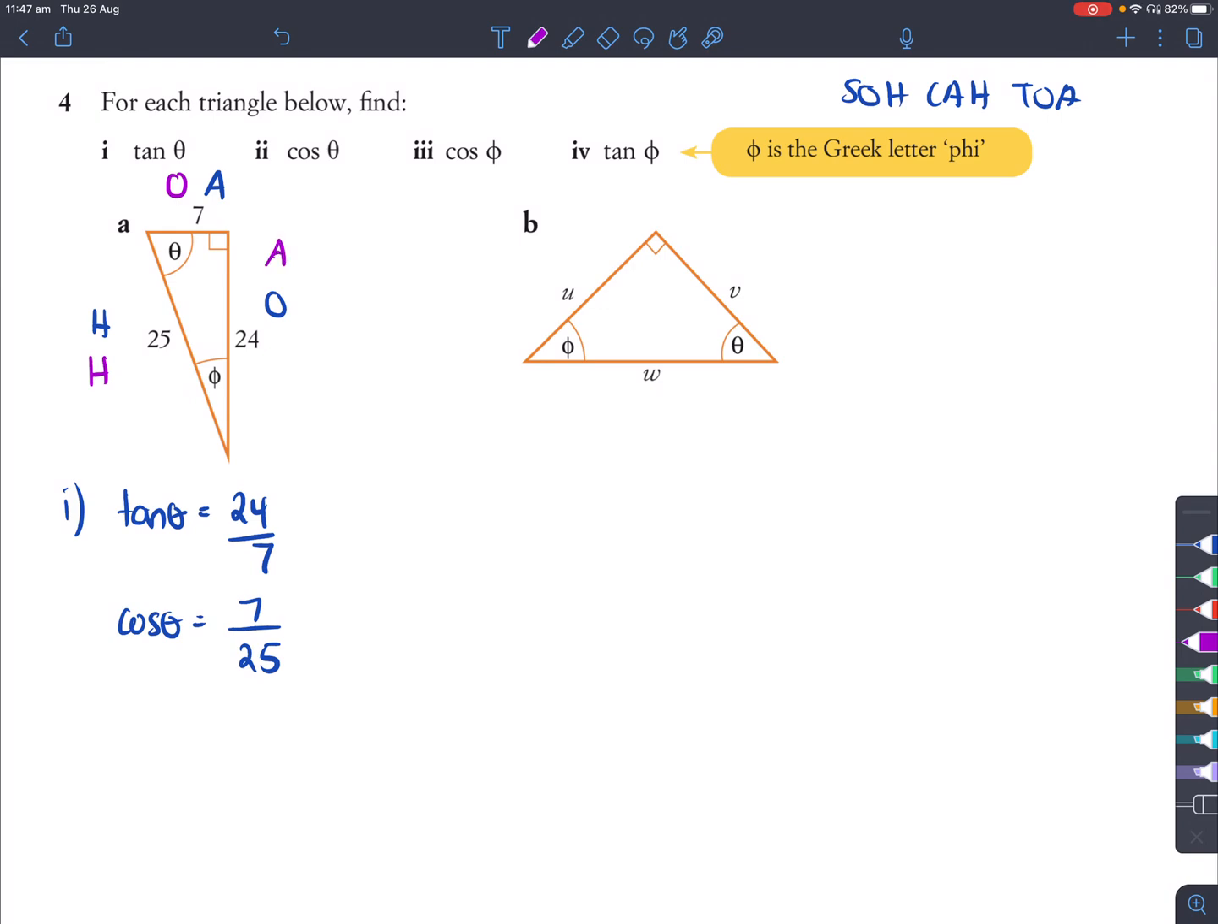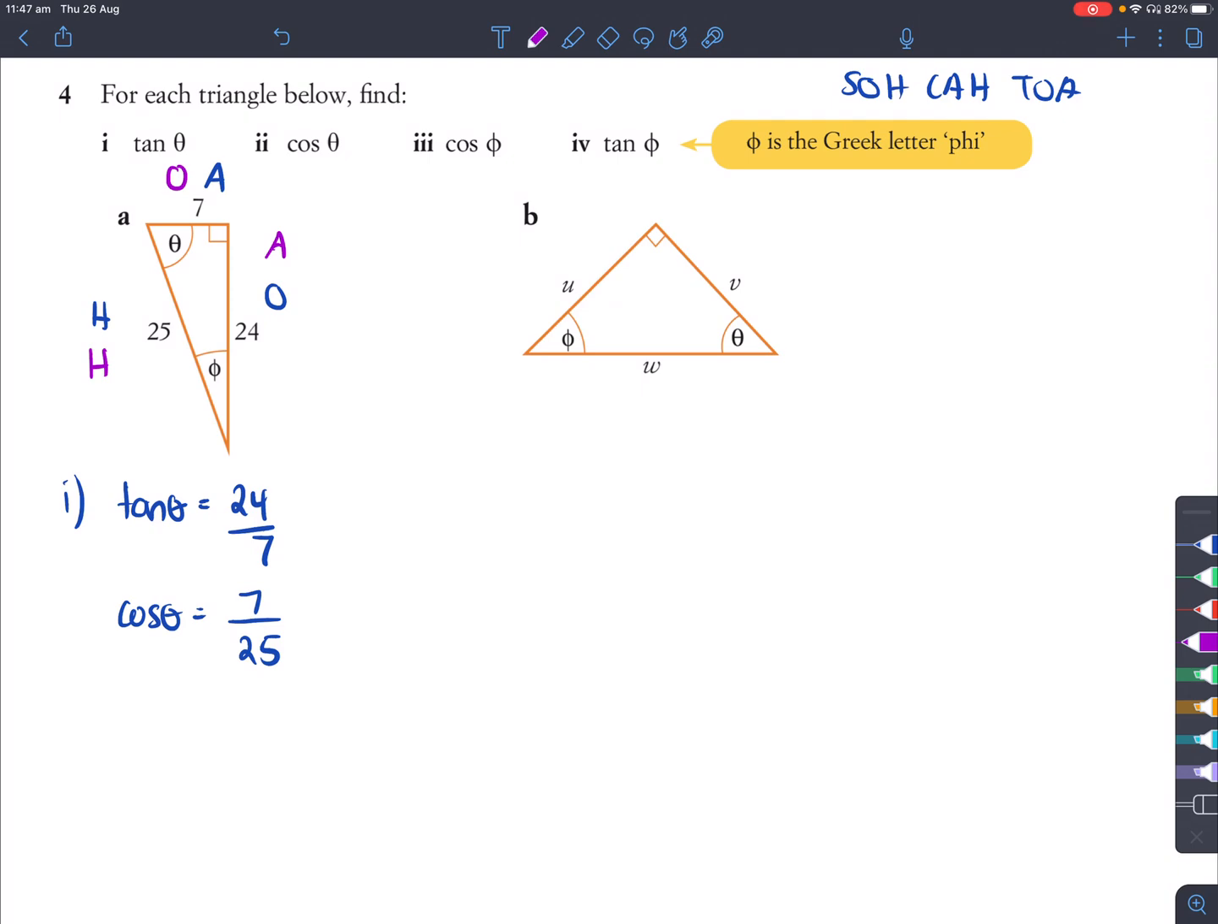So just by looking at the purple letters that we've used, cos phi, I should write part 3 also. Cos phi is going to be adjacent over hypotenuse, as indicated by the mnemonic. So this will be 24 over 25. Whereas for part 4, if I was to find tan of phi, then we have to look at opposite over adjacent. So opposite phi is 7, and the hypotenuse here is 25. There we go.